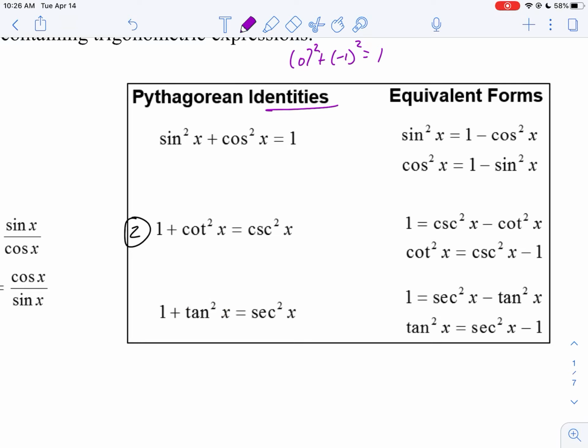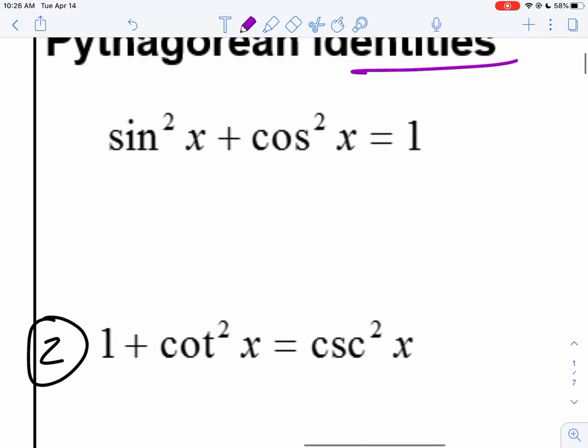Hello. In this video, we're going to take a look at how we can come up with the other Pythagorean identities. So when you look at the first one here, you see that we have an equation that sine squared plus cosine squared equals 1.